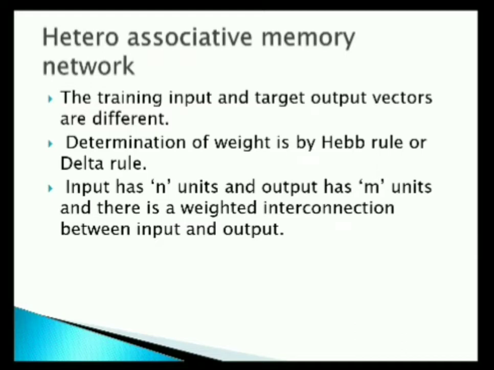Heteroassociative memory network. The training input and target output vectors are different. Determination of weights is by Hebb rule or delta rule. Input has n units and output has m units, and there is a weight interconnection between input and output.